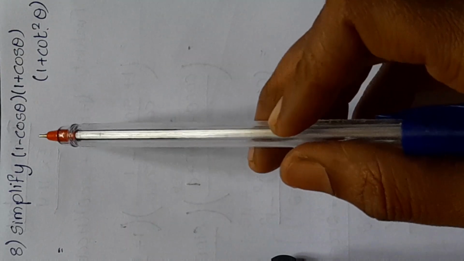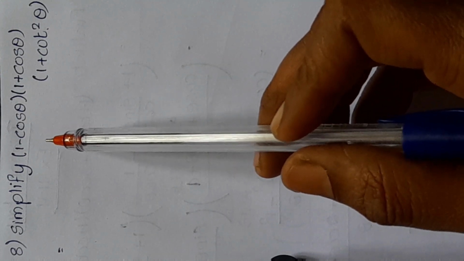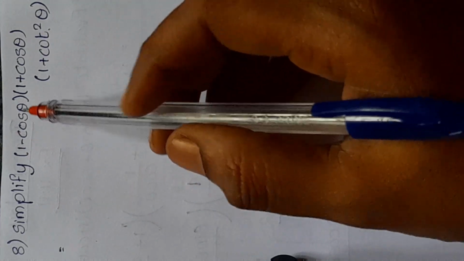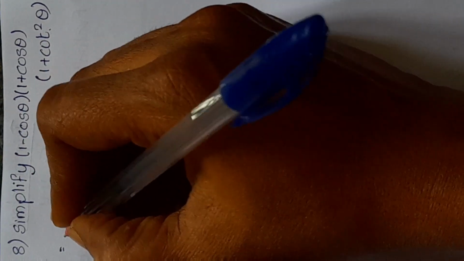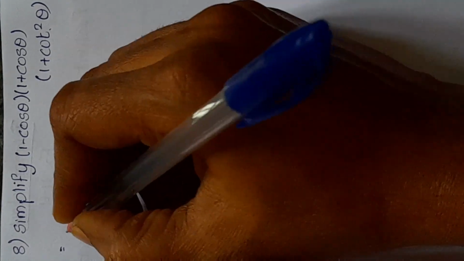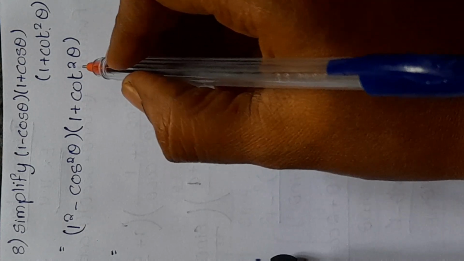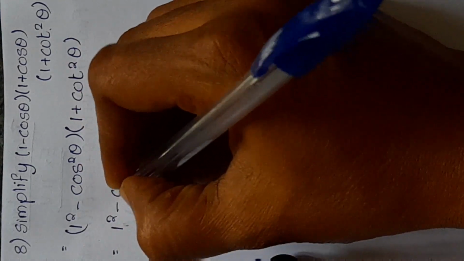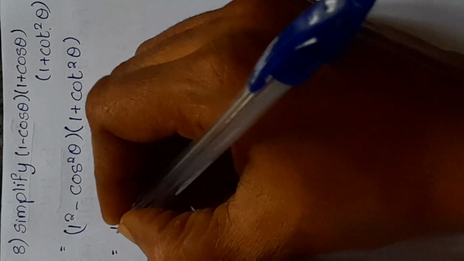Eighth question is, simplify (1 minus cos theta) into (1 plus cos theta) into (1 plus cot square theta). This is in the form of (A plus B) into (A minus B). So this becomes A square minus B square, which can be written as (1 square minus cos square theta) into (1 plus cot square theta). 1 plus cot square theta can be written as cosecant square theta, from the identity.